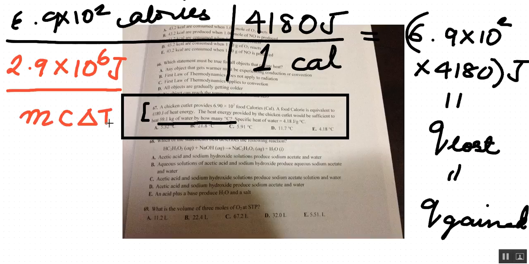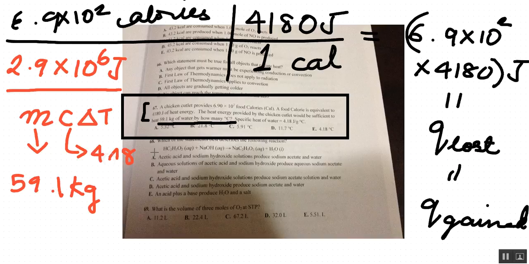MC delta T of what? Obviously not the cutlet, because you already have the energy of the cutlet. We have to figure out the MC delta T of water. Okay, so M is the mass of the water. What did they say the mass of the water is? Okay, they said 59.1 kilograms. Let's write that down. C is the specific heat of water, 4.18 joules per gram per degree Celsius.